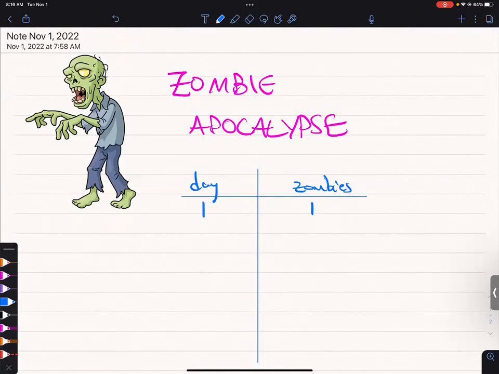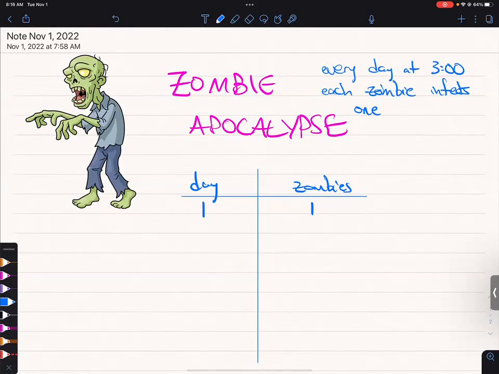Every day at 3 o'clock, each zombie infects 1 more person. And that person turns into a zombie, and then the next day they're a zombie too, right? Okay, so day 1, there's 1 zombie. How many are there on day 2 at 3 o'clock, when this new person who got infected turns into a zombie? 2, right? Because the 1 zombie from the day before went out and bit somebody, and now there's 2.